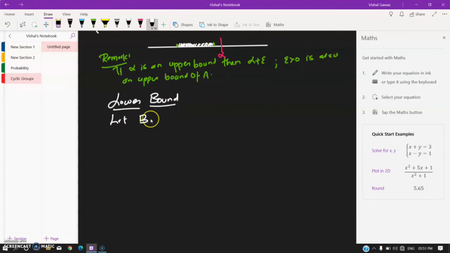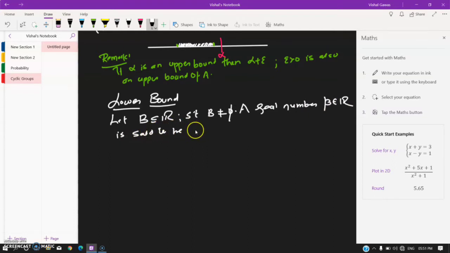Let's look at the definition of lower bound. Let B be a non-empty subset of R. A real number beta in R is said to be a lower bound of B if beta is less than or equal to x for every x in B. That means beta must be less than every element of the set. Right?